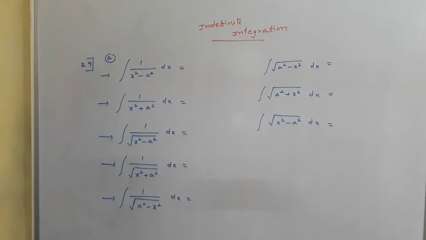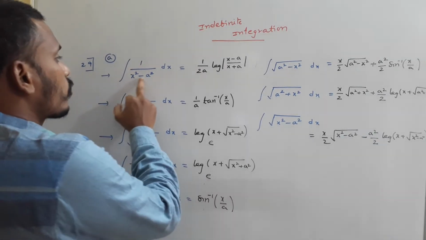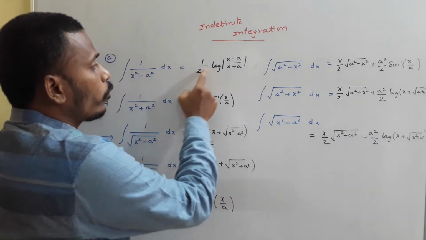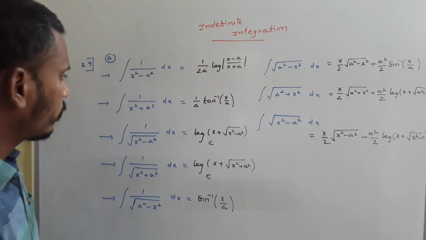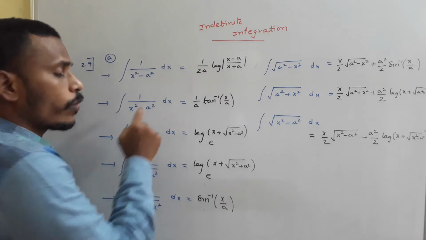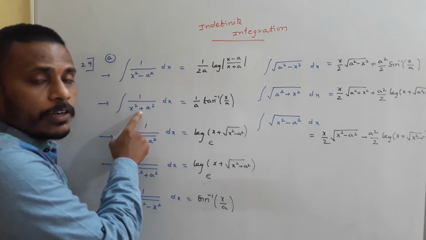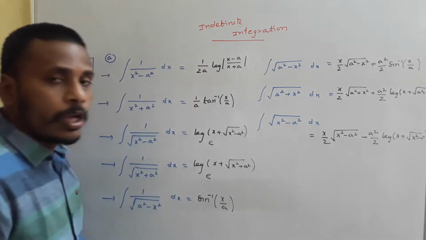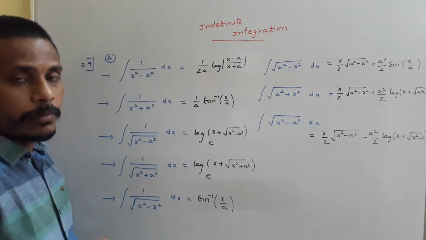First of all, try to recall all the standard integration formulae for these functions. Just recall the formula of all these standard integrals. Integral of 1 by x square minus a square dx is 1 by 2a log of (x minus a) by (x plus a) plus c, the constant of integration. And integral of 1 by x square plus a square dx is 1 by a tan inverse of x by a. So if plus is there between the squares, we need to use 1 by a tan inverse x by a. If minus sign, then it is 1 by 2a log (x minus a) by (x plus a).